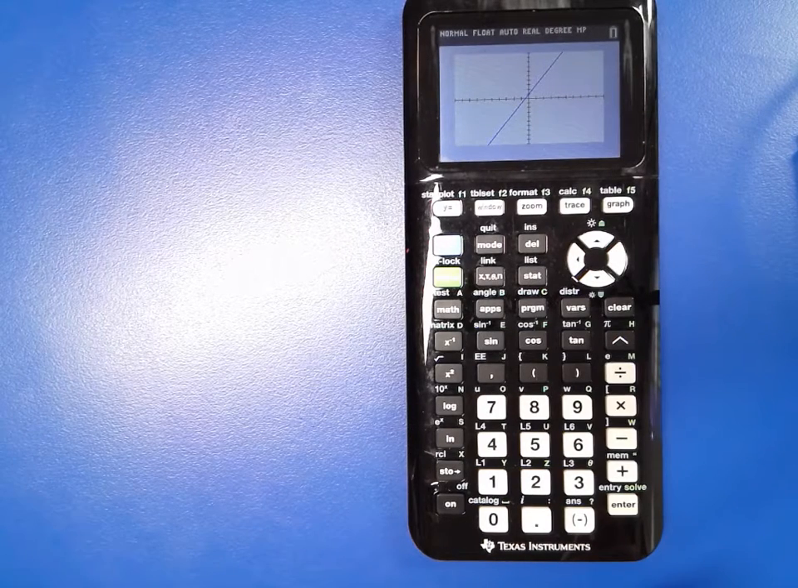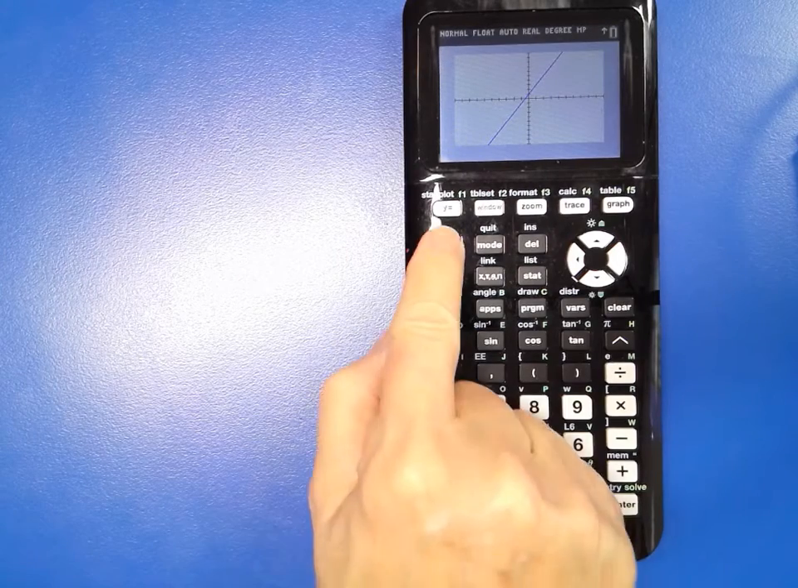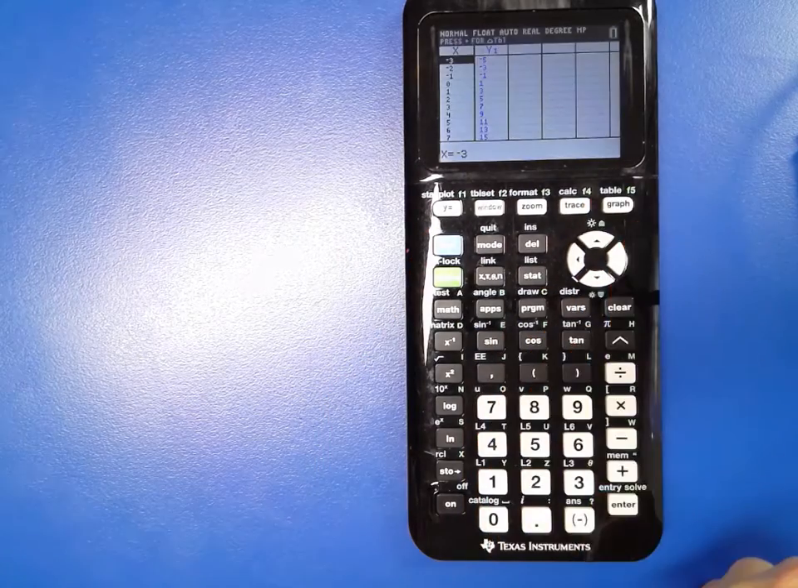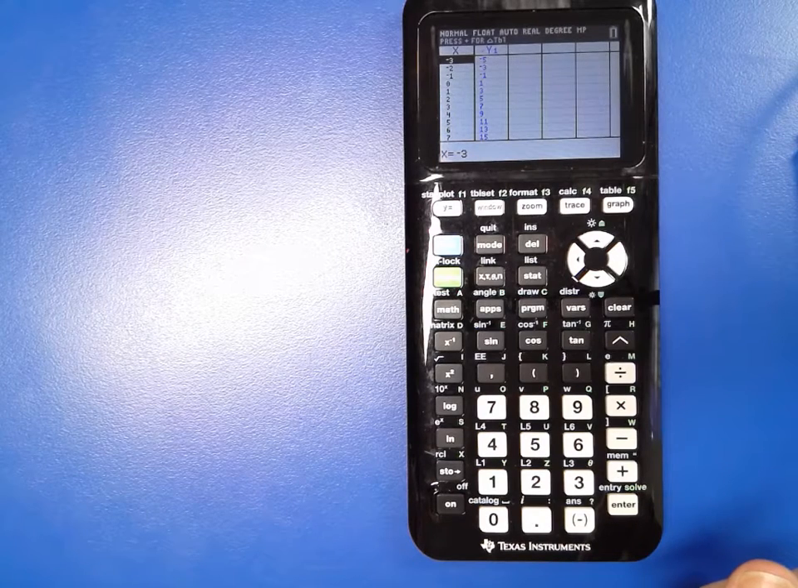Okay? If I want to see the table of values, I can just hit second graph, and the table of values will be there. Like if I plug in 1, I get 3. So I have a table of values, and I have the graph.